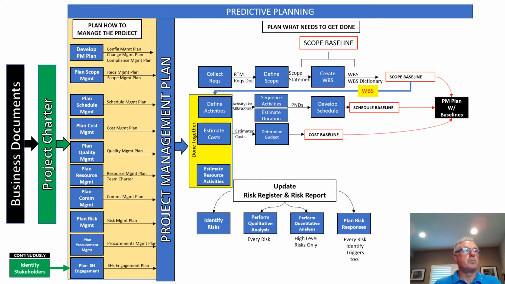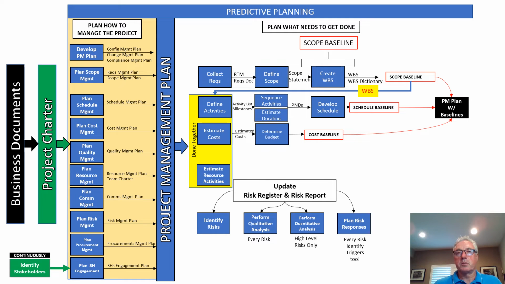So, the project management plan. As you can see across the top, we need to collect requirements, define scope, and create a work breakdown structure. We need to define the activities. We need to define the activities that need to be done so that we can create our work breakdown structure to create the scope baseline. We need to estimate the cost. How much is this project going to cost?